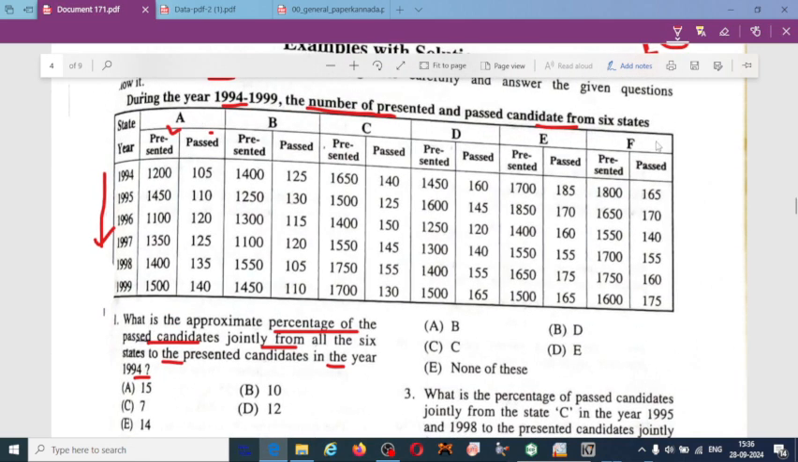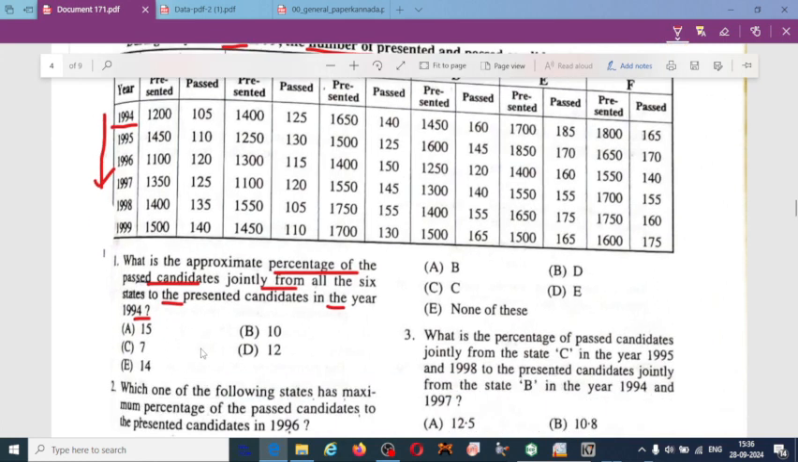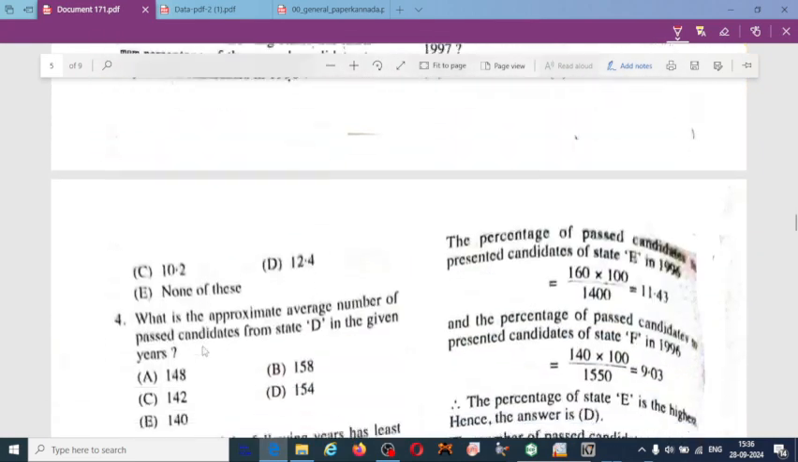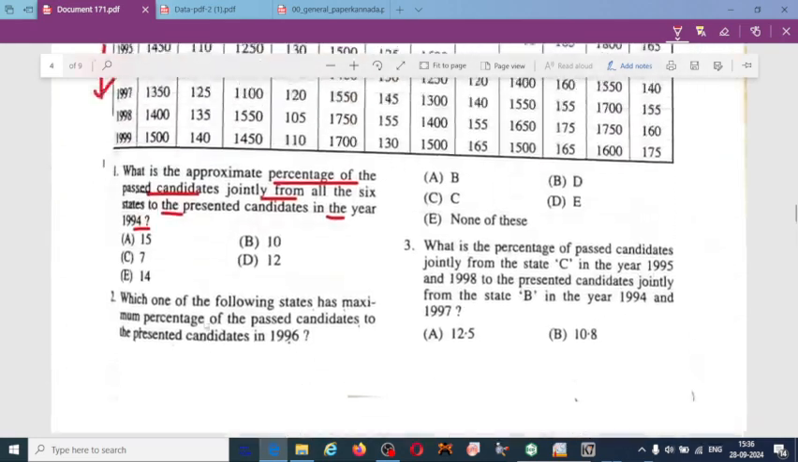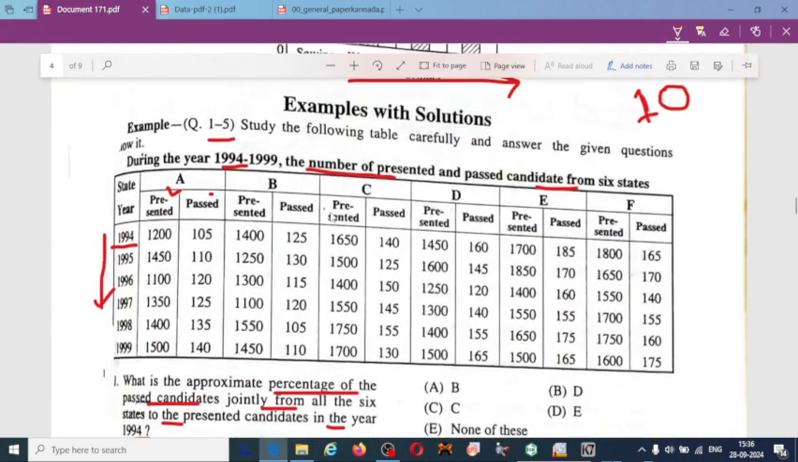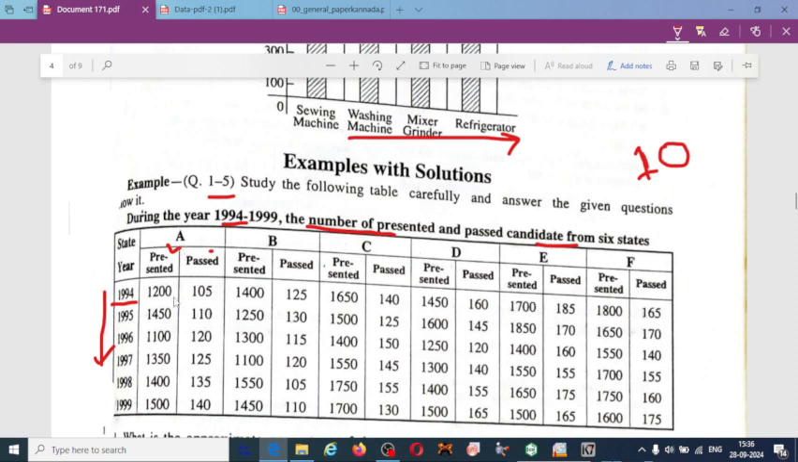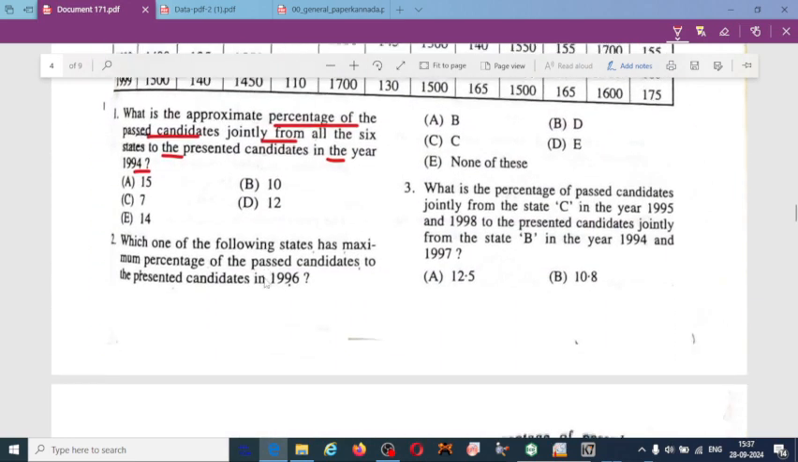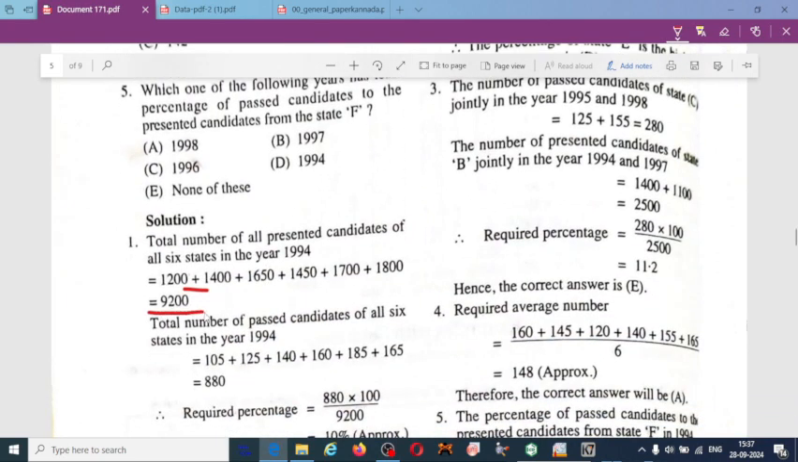So here A to F are the 6 states. In the year 1994, you should calculate the passed candidates to the presented candidates. Let us solve. First, in 1994, you should add up the presented candidates' numbers, the total number of presented candidates from the different states A, B, C, D, E, F. So in 1994, the presented candidates are 1200 in state A, 1400 in state B, 1650 in state C. All these values you should add up. If you add up, you will get 9200 candidates present in that year.